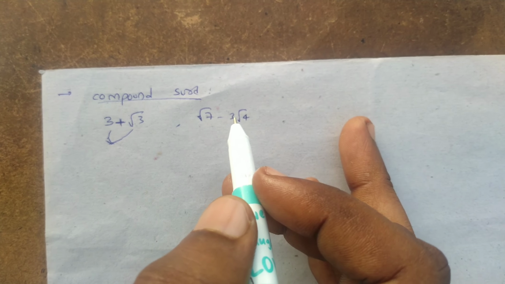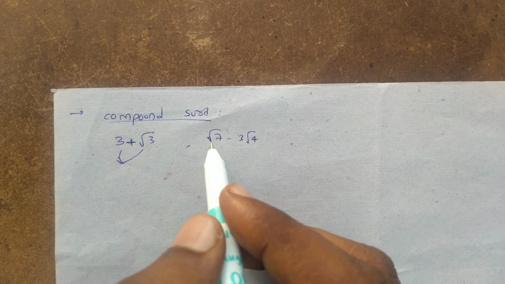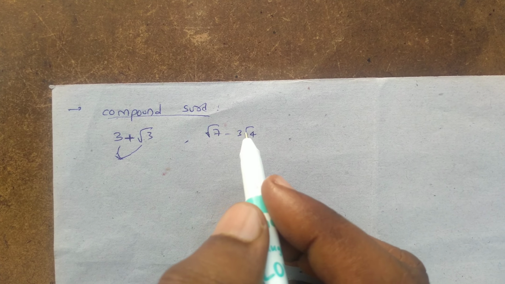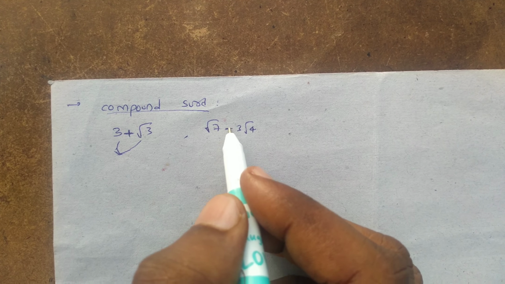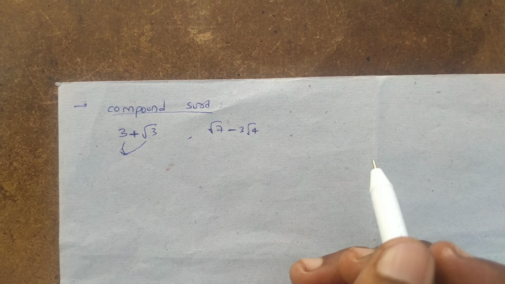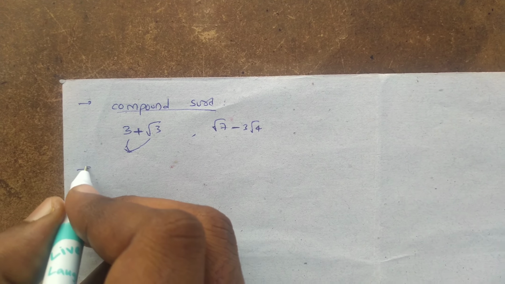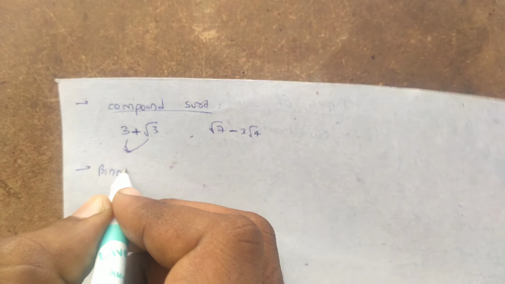Are you able to understand? You should keep in mind that at least 2 terms should be there, and between those 2 terms one of the operations, plus or minus, should be there. Then we call that surd a compound surd. Clear? Next one is the binomial surd.